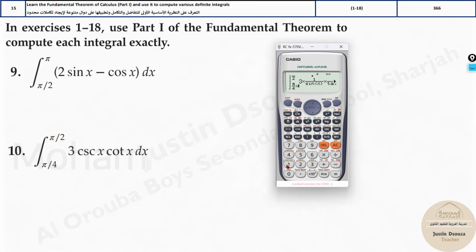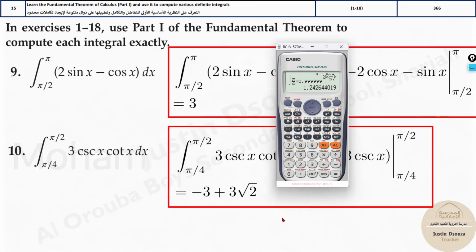But still, to be on the safer side, I'll just multiply many 0.99s to these intervals. Why? Because now they are very, very close to these numbers, but not exactly this number. It's not pi by 2, but it's very, very close to pi by 2. Now if I press equal to, I'm getting a proper answer. You won't get this exactly in your answers.